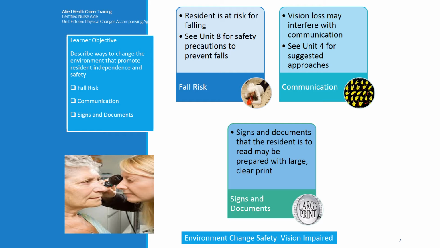So, signs and documents that the resident is to read may be printed with large, clear print. This is really important if you've got a resident, and this may not be your responsibility, but just for you to know, if you've got a resident that needs some kind of legal document made and they're still cognitive enough to be able to sign for themselves, they can still make that decision, but they can't read the print. So you may have to get some larger print things. And also, if people still like to read but they can't read the small print, maybe try a large print book, and that might be a better alternative for them.